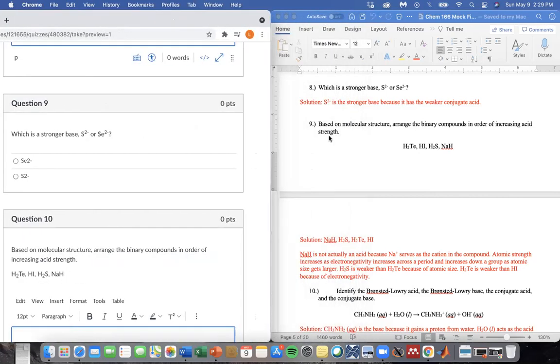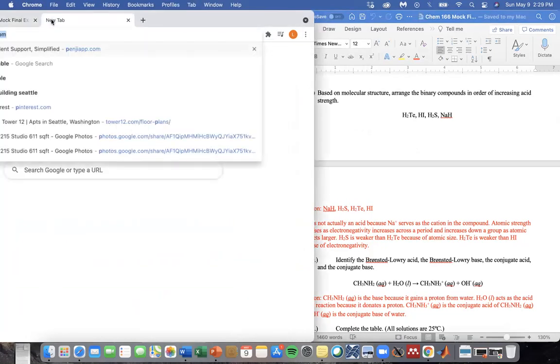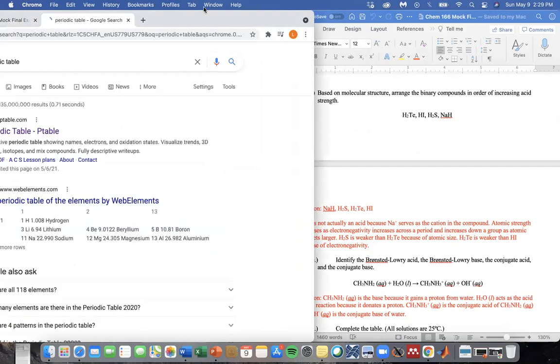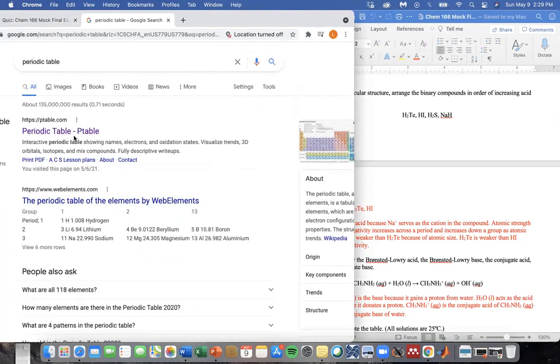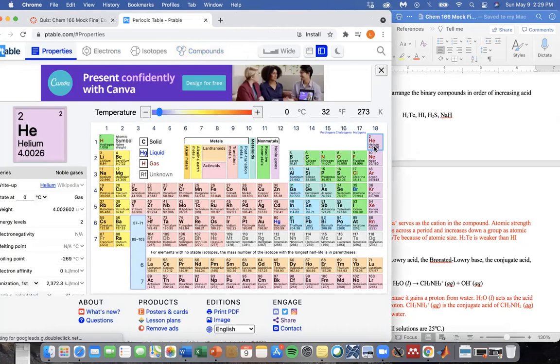And then we have one where you had to rank the binary acids in terms of increasing acid strength. So I should open that periodic table back up. If you remember, for binary acids there are two main trends that determine the strength of an acid. The first one is electronegativity, so as you move across the period, you want to consider electronegativity. And then going down, you're going to get stronger acids because these molecules are getting bigger.